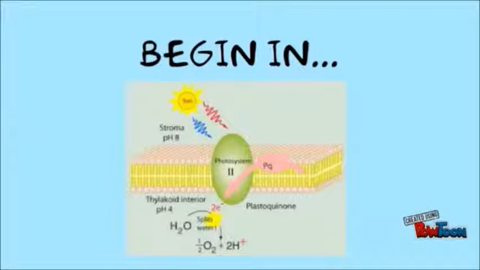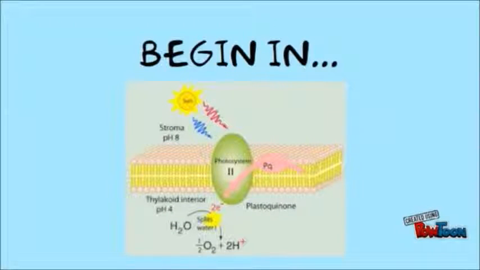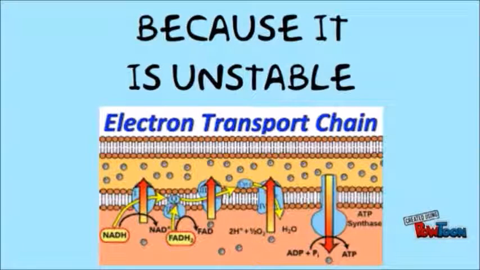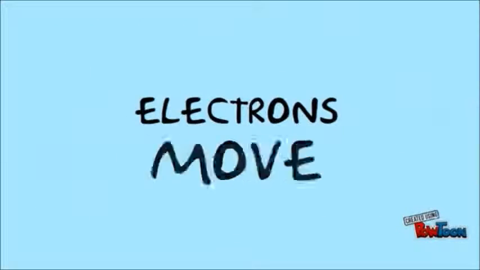In PS2, energy from sunlight is used to split water, which releases 2 electrons, 2 hydrogen atoms, and 1 oxygen atom. When a chlorophyll A molecule within the reaction center of PS2 absorbs a photon, the electron in this molecule attains a higher energy level. Because the state of an electron is very unstable, the electron is transferred to another molecule, creating a chain of redox reactions called an electron transport chain.